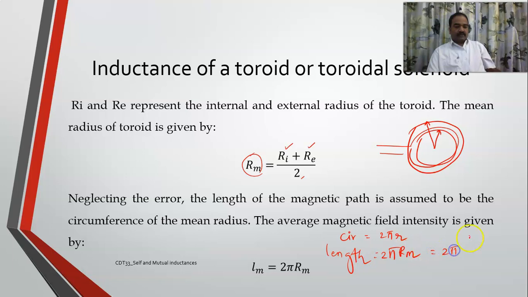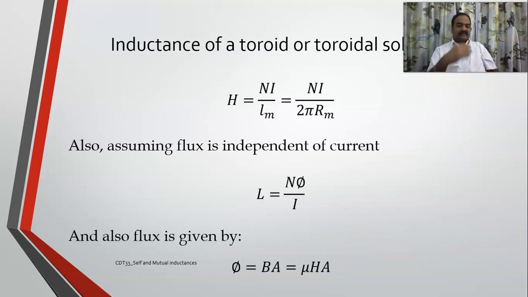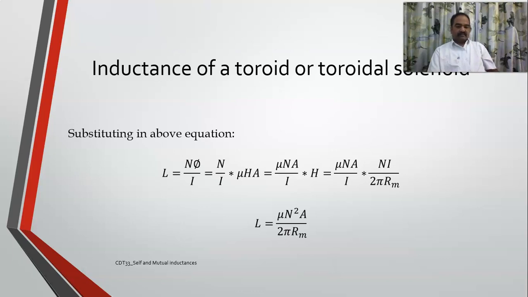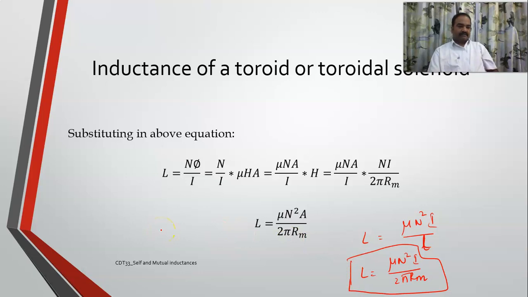which is equal to 2 pi into Ri plus Re by 2. This I will employ for determining the magnetic field intensity and also for determining the inductance. So we use it in this equation, right? L is equal to mu N square A by l. So instead of this l, I'll write 2 pi Rm. This is the length of the magnetic path. This is the expression for determining the inductance of a toroid.